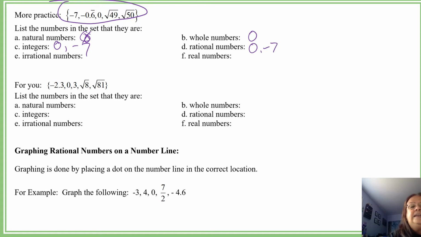Now we add in rational numbers. 0.6 repeating. Remember, we said never repeating. So these actually can be represented as a fraction. That happens to be 2/3. So this would be -2/3. Okay, so that's rational.